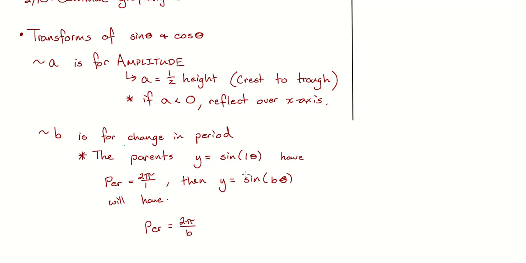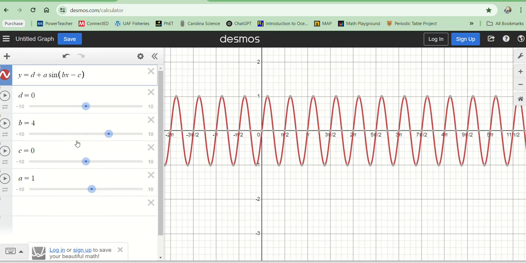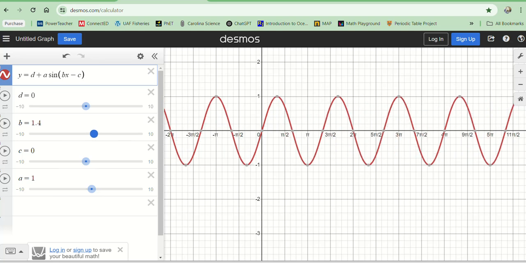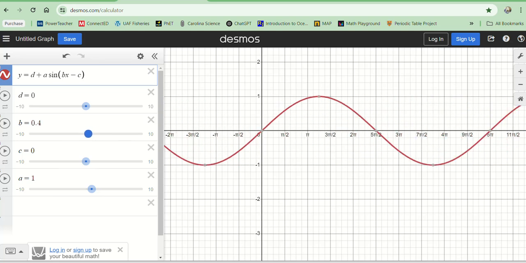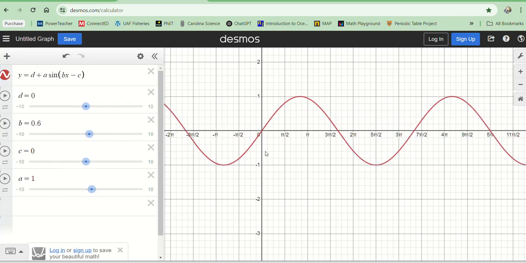Okay, we will deal with all of these. Any questions there? Do you guys see that that's what's happening? Big B means smaller period, small b means larger period. Okay, so now if we let this one run, we're just going to see what it looks like.